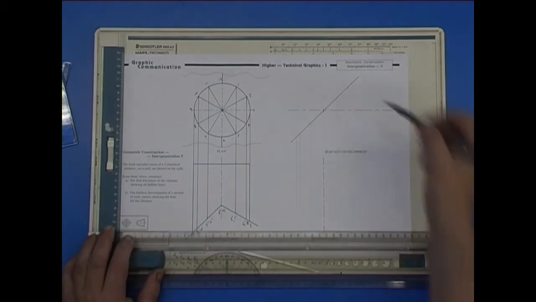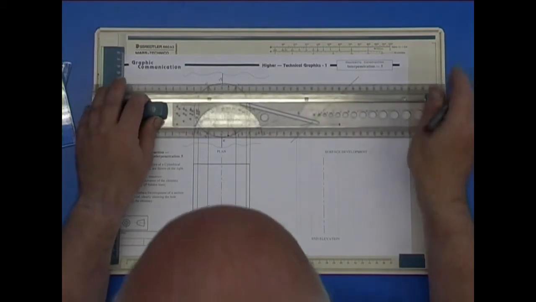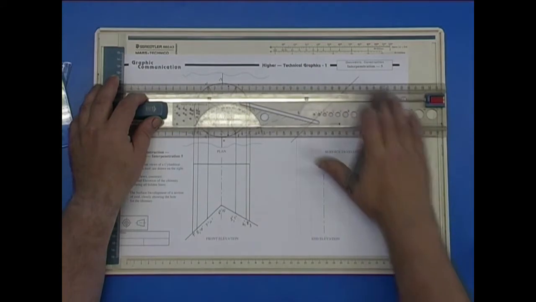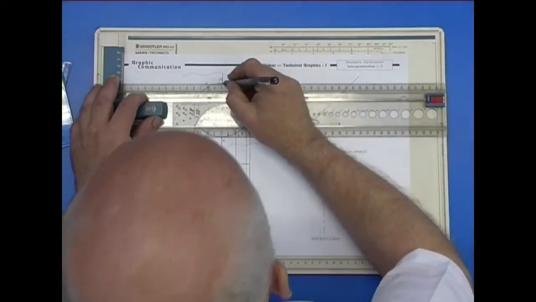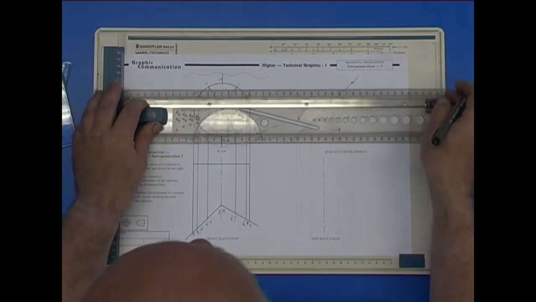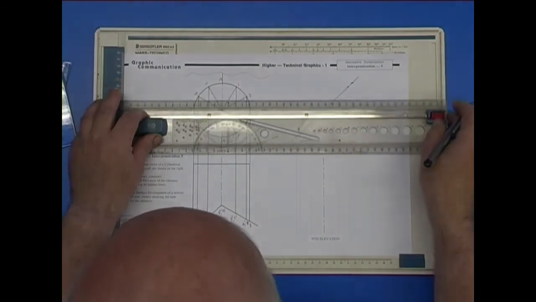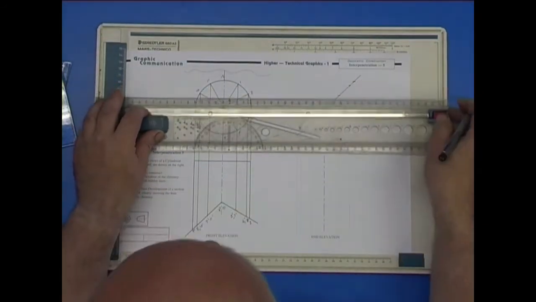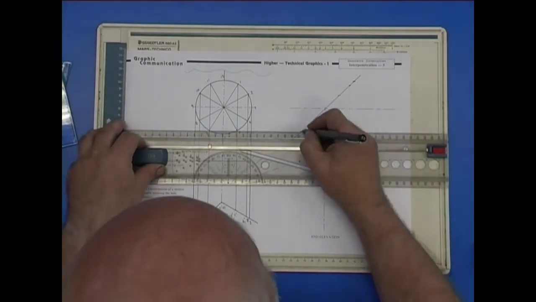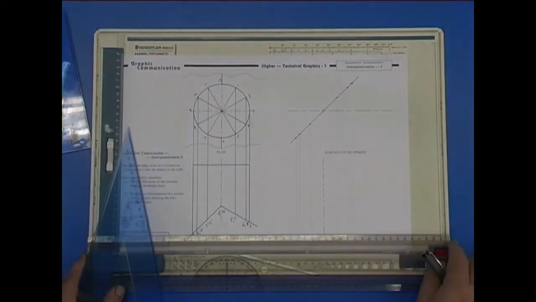And I'm going to just pick up point 12 first. Now I'm not going to draw lines all over because we have to draw a surface development here. So all I'm going to do is just draw some of the lines where they actually meet the curve. Line 12, 1, I'm going to project those down.